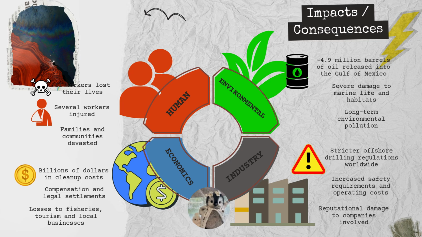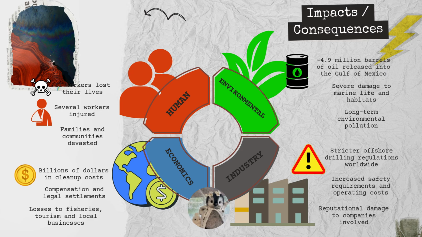Next, environmentally, approximately 4.9 million barrels of oil were released into the Gulf of Mexico, making it one of the largest marine oil spills in history. The spill caused extensive damage to marine ecosystem, wildlife habitats, and coastal environment, with some effects lasting for many years.